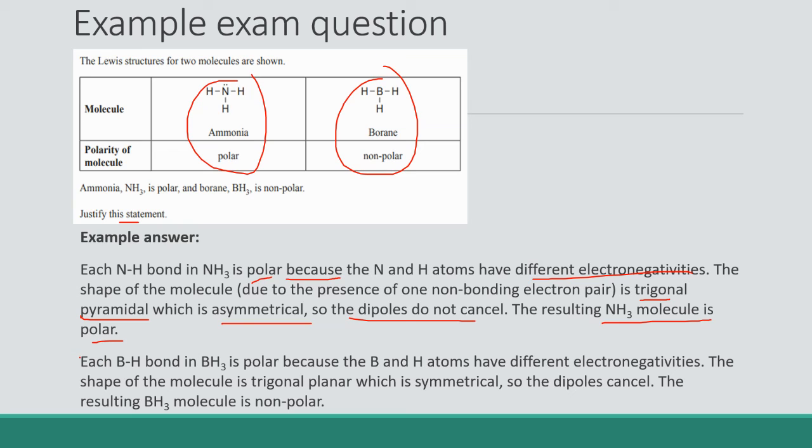Compared with borane, each BH bond in BH3 is polar because the boron and the hydrogen atoms have different electronegativities. So we've identified that there are polar bonds, in fact, in both of these. The shape of the molecule is trigonal planar, which is symmetrical. So therefore, the dipoles cancel. And so the resulting molecule is nonpolar.